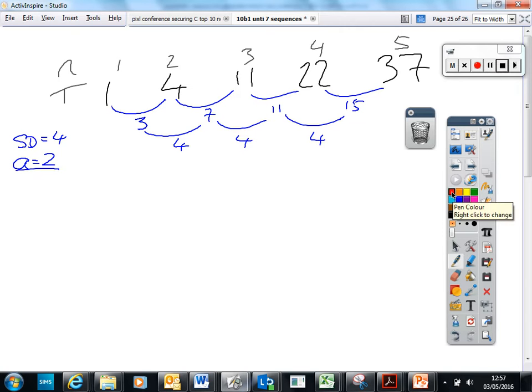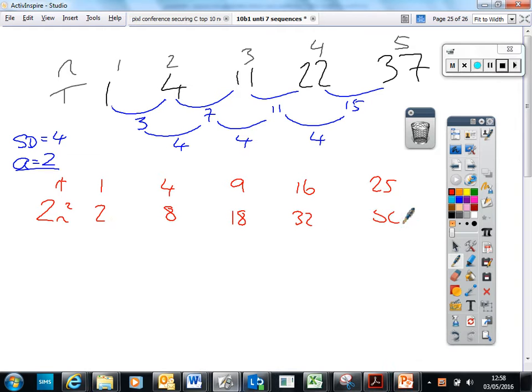What we now need to look at is a row for 2n squared. But we know the easiest way of doing that is to start with n squared. So 1, 4, 9, 16, 25. And to double it, to get 2, 8, 18, 32, and 50.